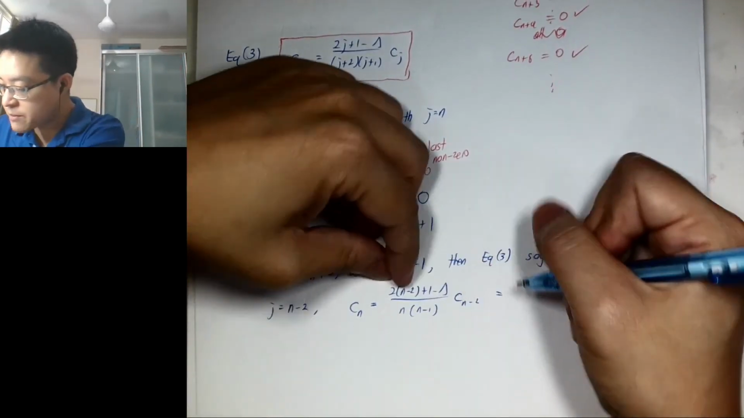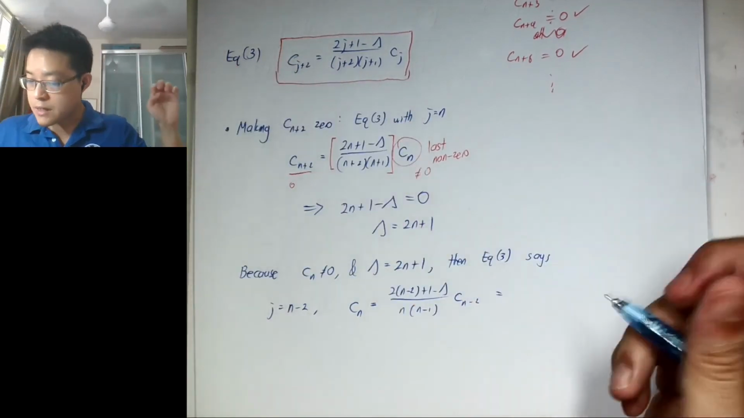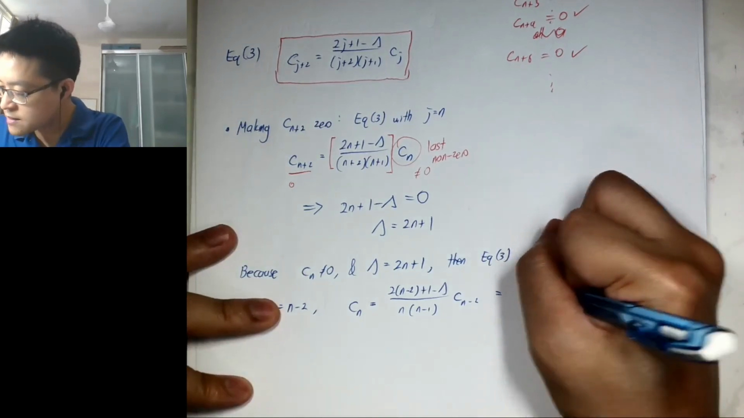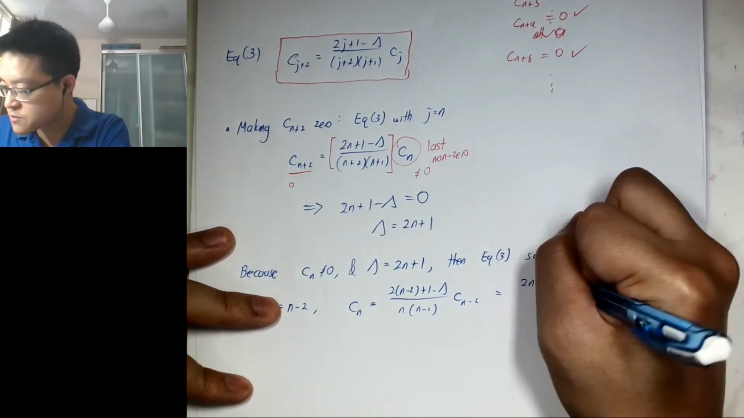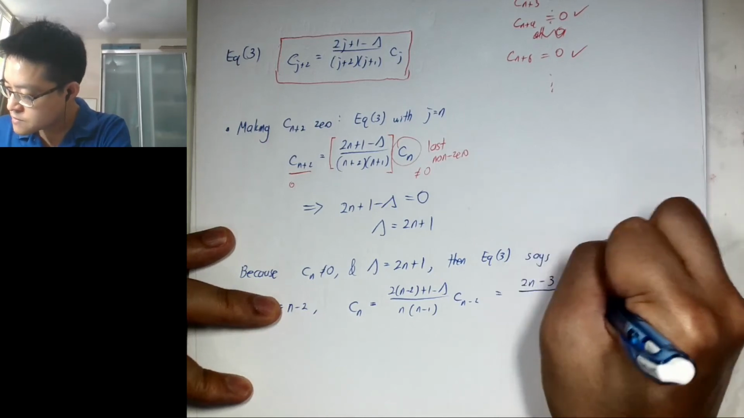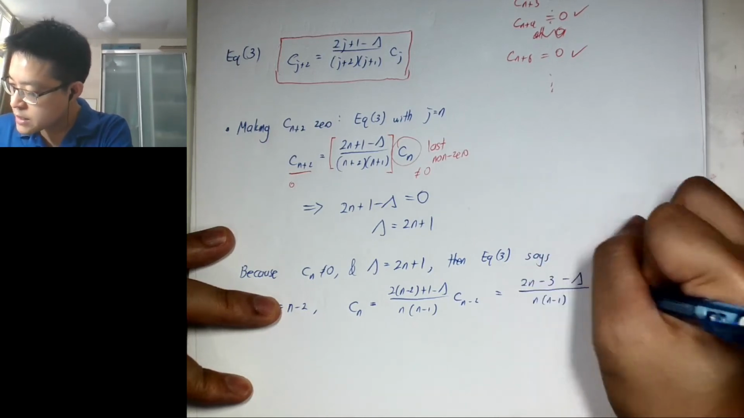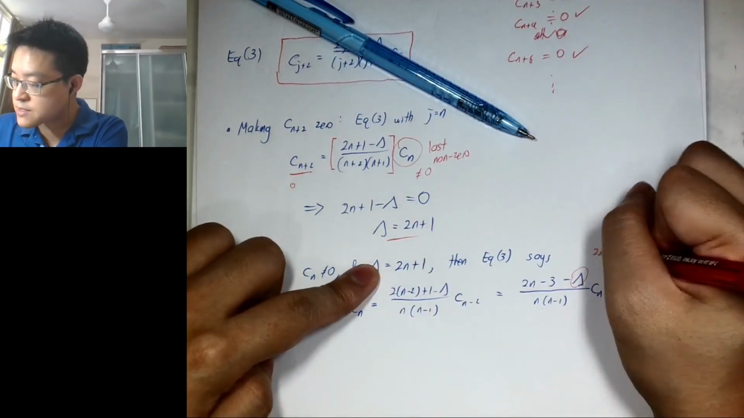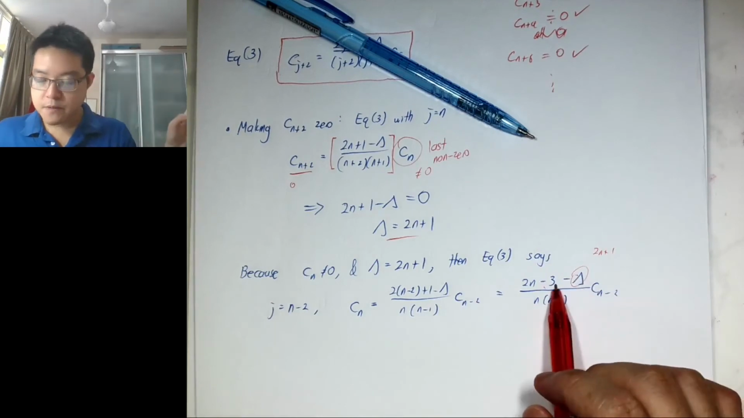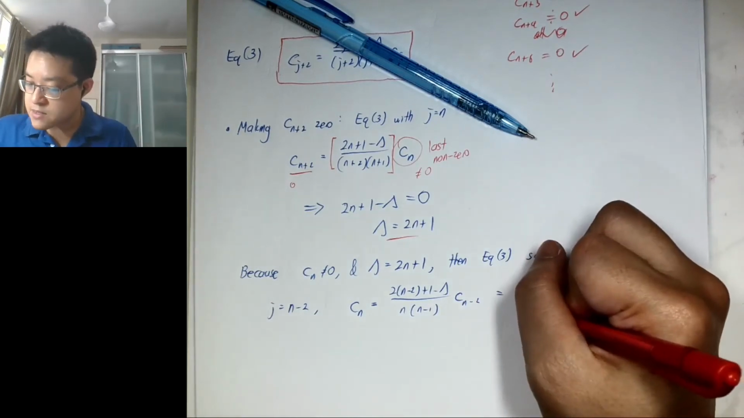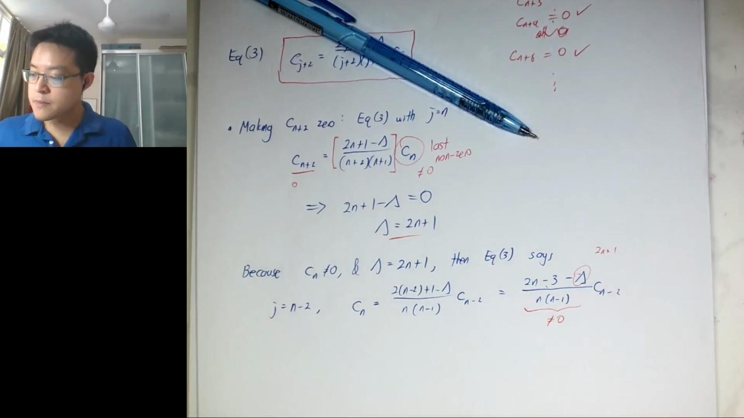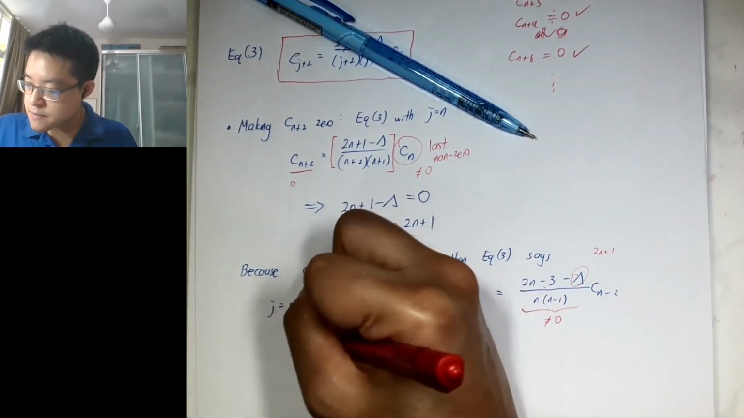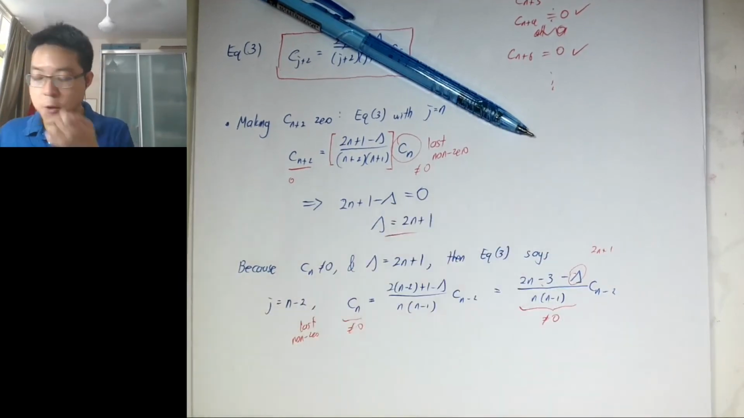Okay, so let me simplify this. This is 2n minus 4 plus 1, so it's minus 3, minus lambda, n minus 1, Cn minus 2. Right, so lambda was 2n plus 1. So it cannot cancel this. Right, so this stuff here is not 0. Okay, and this part here is the last non-zero term. So this part is also not 0.